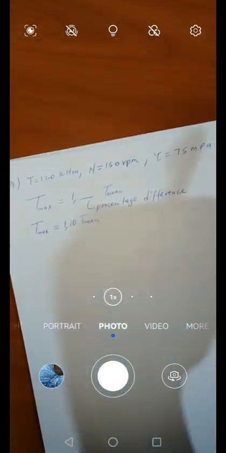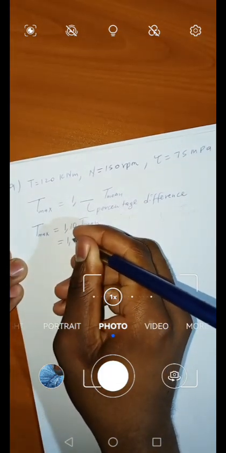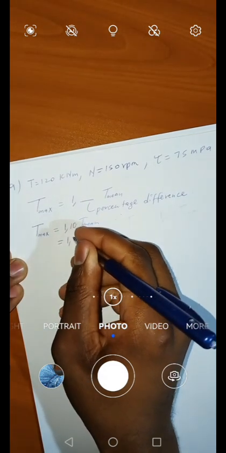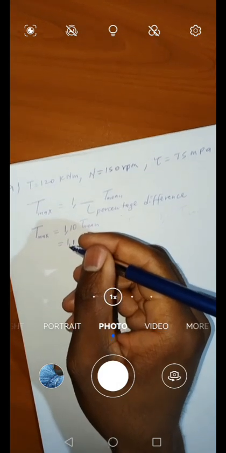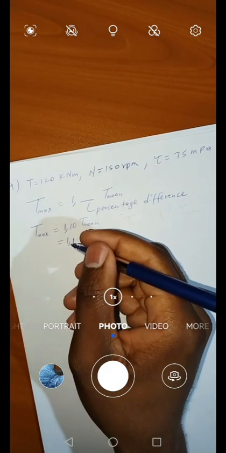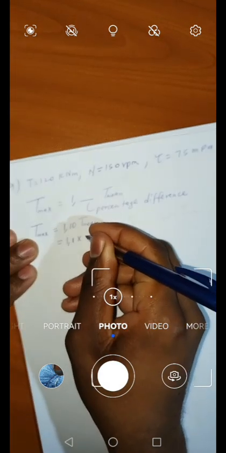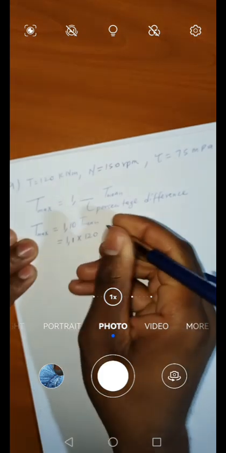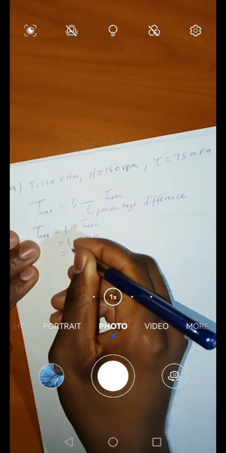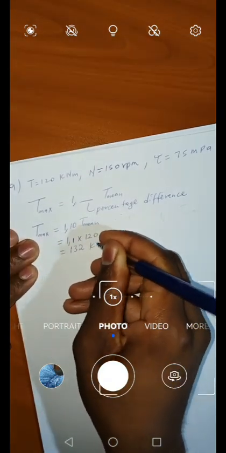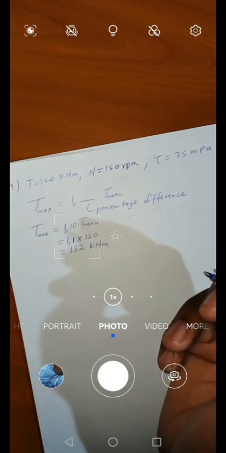Right, then here you will have 1.1 multiplied by T mean, which is 120 kNm. So you'll have 132 kNm as your maximum torque.